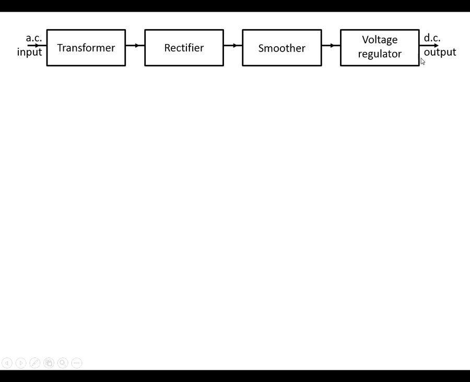The voltage regulator here is to maintain a very steady DC output. It's going to be very steady. It doesn't matter about minor fluctuations we might get from here or from here.